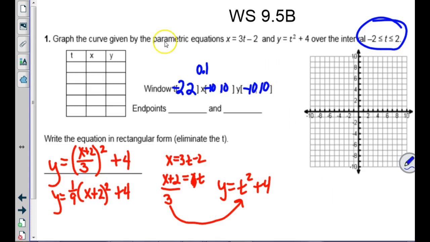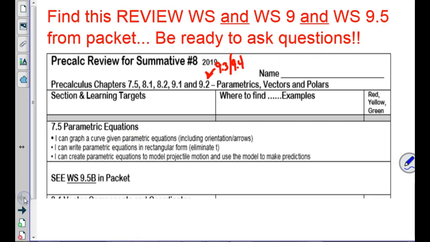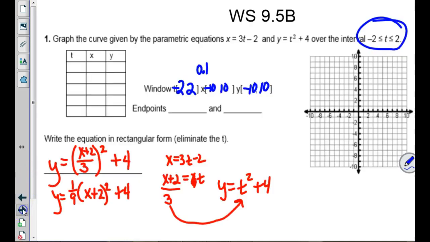All right, so this is the review for the quiz. We are starting on worksheet 9.5. We decided to eliminate T first, so we did that down here. And now we're working on graphing this, and I forgot to start the recording. Sorry, guys. All right, what goes in the T table?